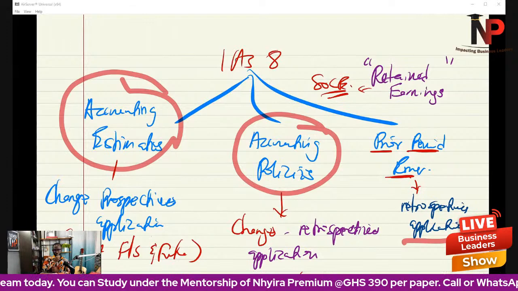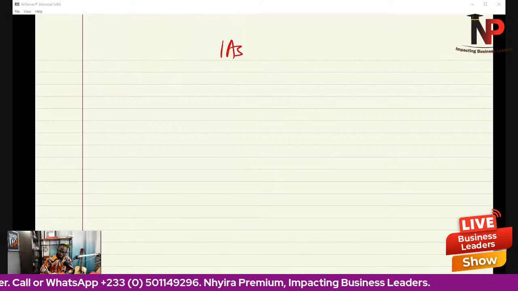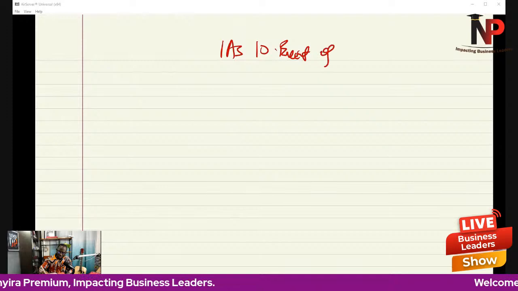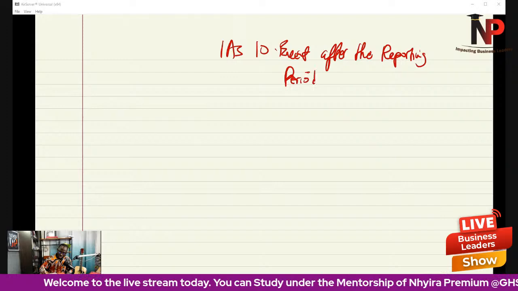So that's the standards. Then the last one in the introductory things will be IAS 10, events after the reporting period. Now, what is the takeaway also of this? Events after the reporting period.